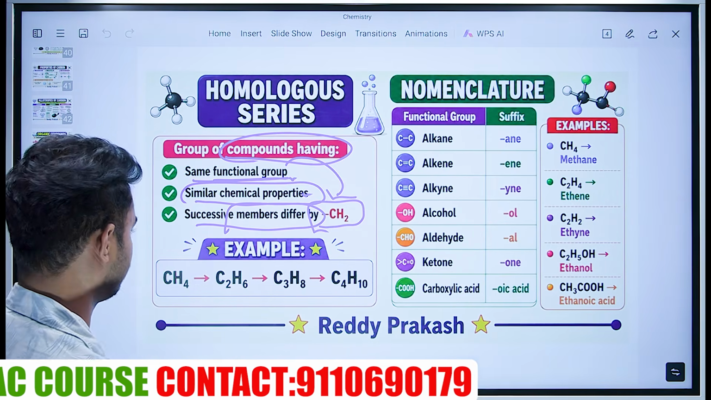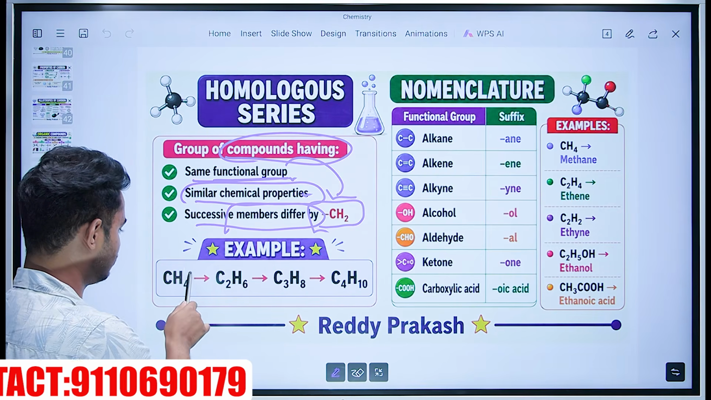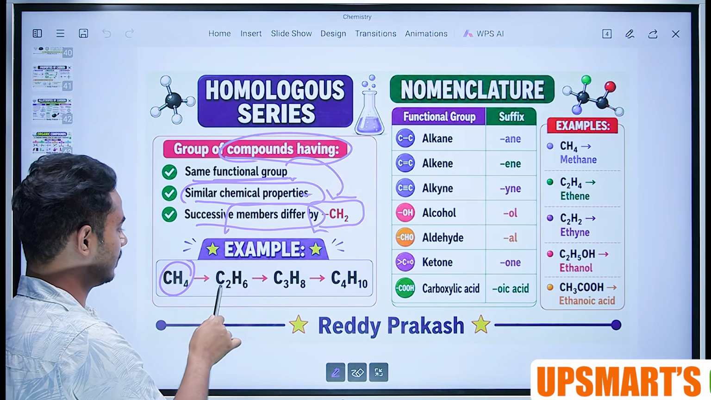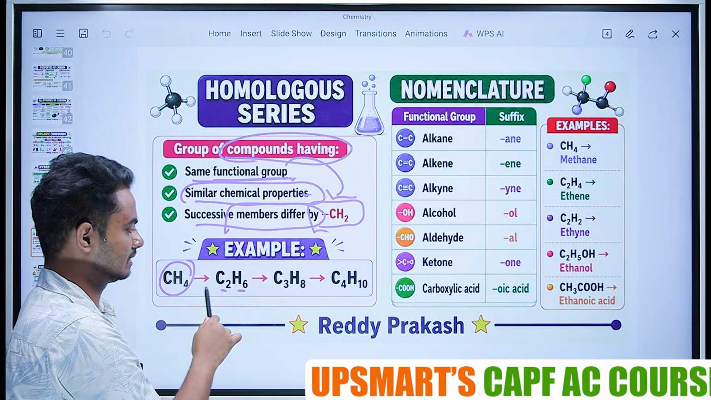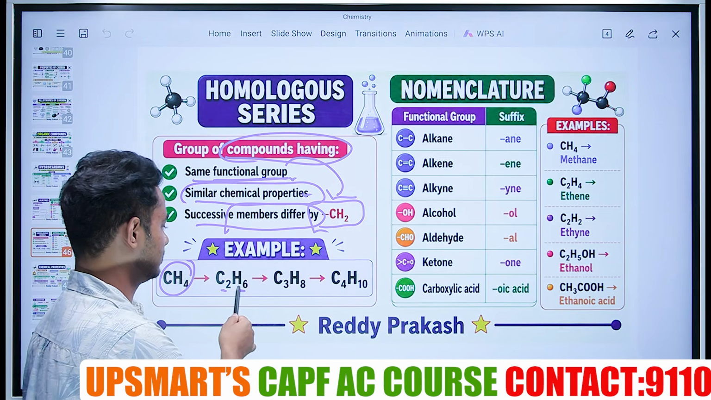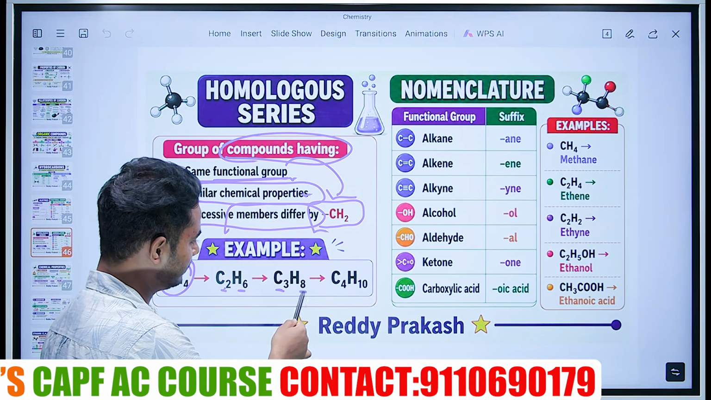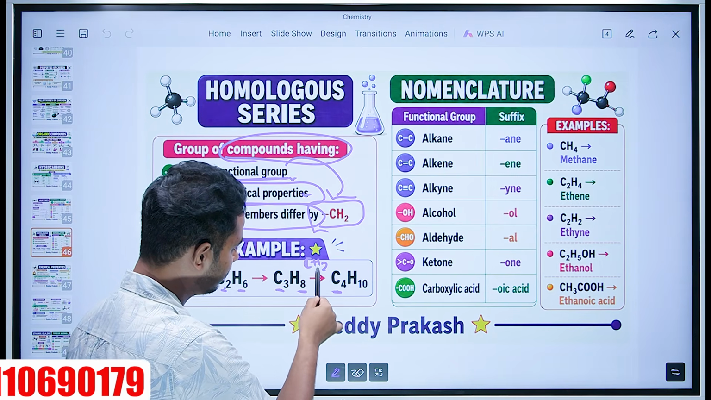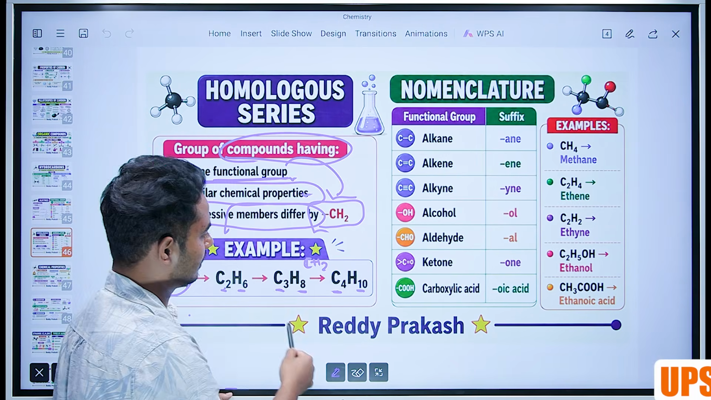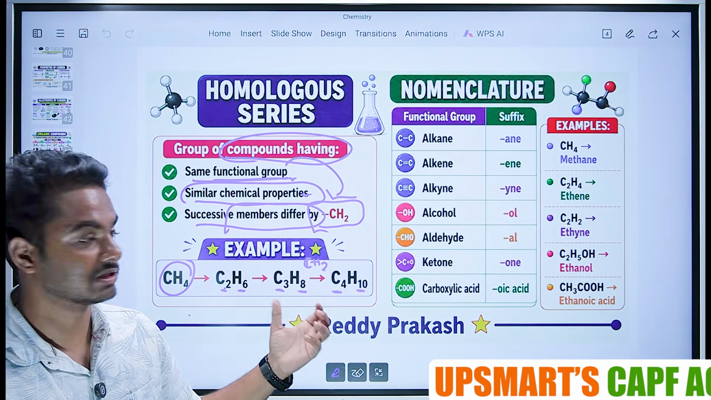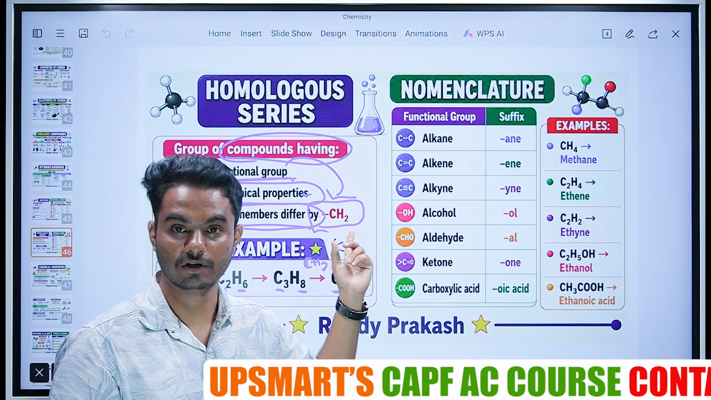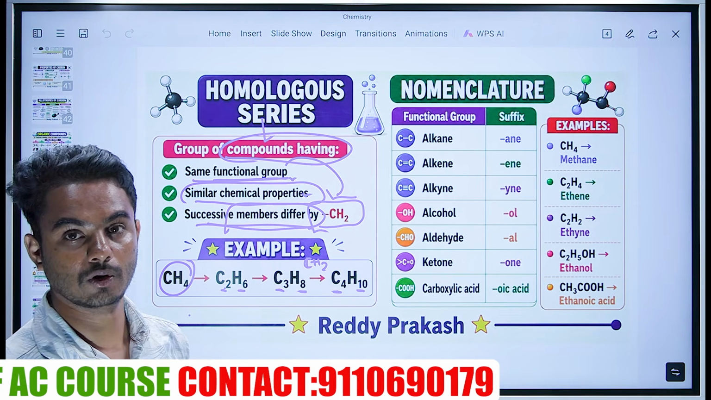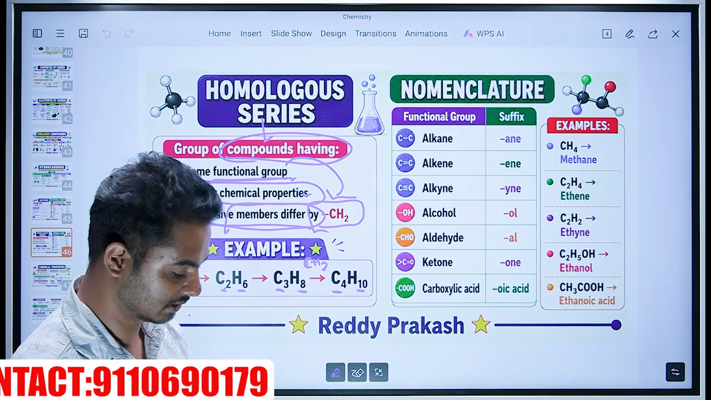Now we have an example here. See, CH4. Add another CH2 to this. C will become C2, H4 will become H6. Add another CH2 to this. C2 will become C3, H6 will become H8. Add another CH2 to this. C3 will become C4, H8 will become H10. Keep on adding CH2. Each successive member should differ by CH2. Then those are called a homologous series. Understood the meaning of homologous series?